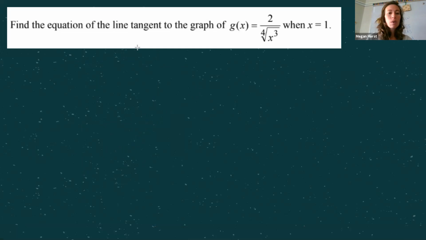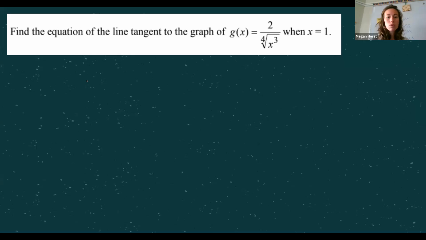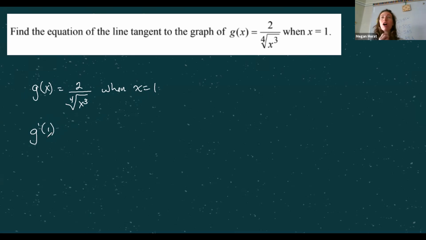So we're going to find the equation of the tangent line to the graph of g of x equals 2 divided by the 4th root of x cubed when x equals 1. So another way to find this is saying I'm finding g prime of 1. And so we used our alternate form of the derivative last week. But now we have an even shorter way. So what we're going to do here, the first step, is to determine the derivative.